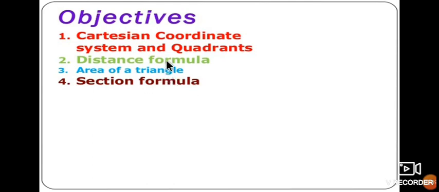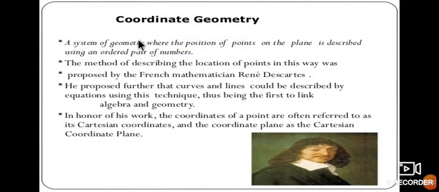Now, first is the Cartesian coordinate system. We already know that in the Cartesian coordinate system, we draw the x-axis and y-axis. We can divide the plane into four parts. Each part is called a quadrant. The two axes, X'OX and Y'OY, meet at a point that is known as the origin. Now, in coordinate geometry, what is the basic concept?